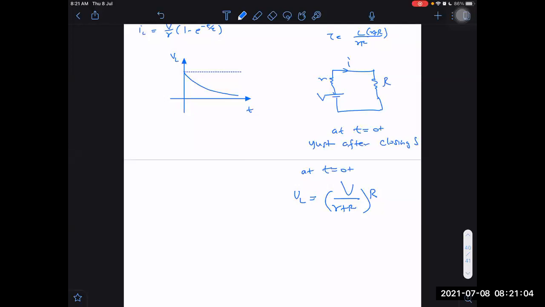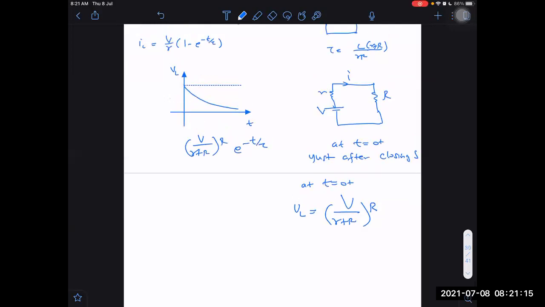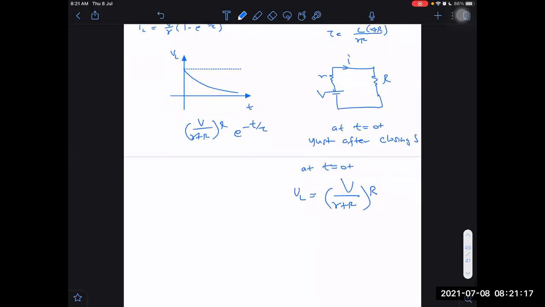So we know that VL value, and then finally we know it will be decreasing only. So it will become V upon R plus r into capital R into e raised to power minus t by tau. Right or not? That is the voltage across the inductor.